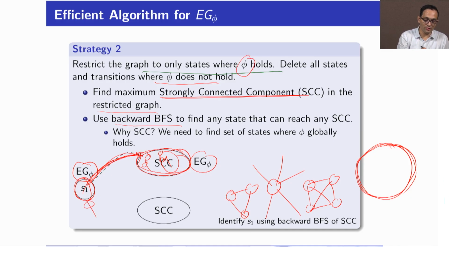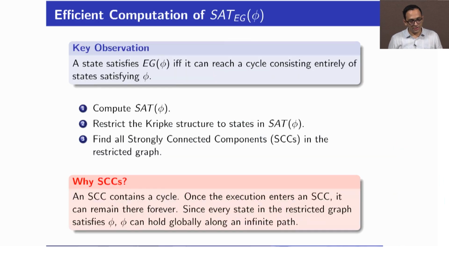So, phi definitely holds here, and I found a path here inside where globally EG phi holds. So, here also EG phi holds, right. So, this is how I am going to do it. I will stop when I am not able to add any further states. Okay. So, this is my FE state version.